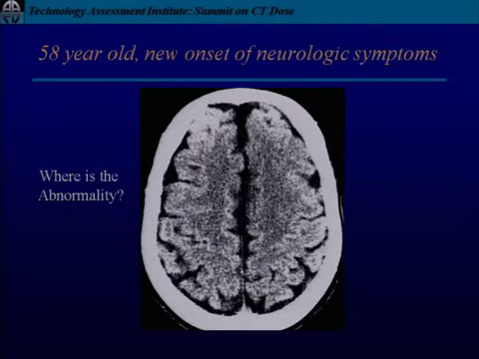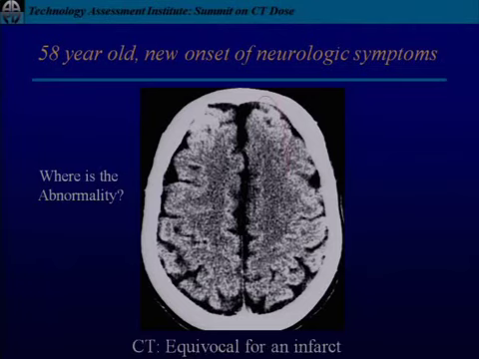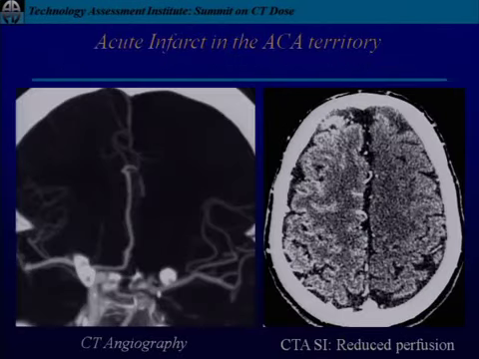Okay. So let's just start with a simple slice from a head CT. Where is the abnormality? This is something that you may routinely come across when you're practicing in the ED. You see the cortical ribbon everywhere, but in this area there is a cortical ribbon on this side, but not on this side. So perhaps there is an abnormality there. So a CTA was done, and there is a cutoff of the ACA. This artery is missing, and on the CT source images, you can see that there is a perfusion deficit on this side, while the cortical ribbon is maintained on that side.